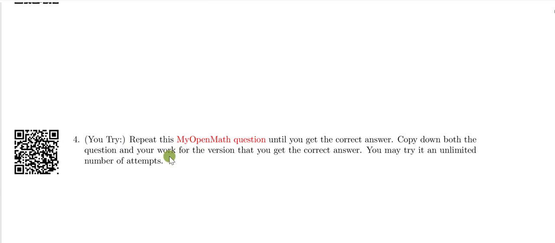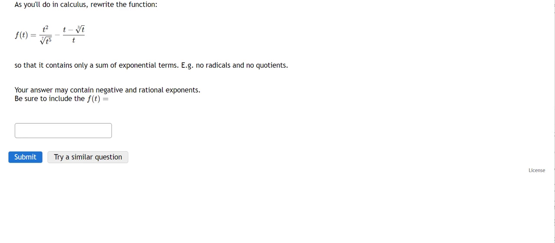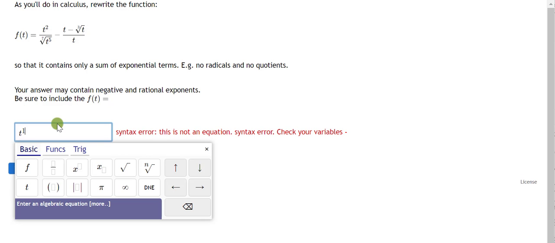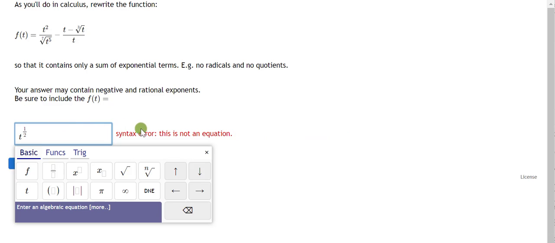And this hyperlink or this QR code will take you to a version of this problem in MyOpenMath, which I'll show you here. So if you click that hyperlink, you should see that it pulls up this MyOpenMath problem, an embedded question. These questions are very similar but slightly different. You'll need to be careful with your fractional exponents, rewriting, distributing negatives, etc. You can try this as many times as you like. It will tell you if you've got the wrong structure, like if I just put t to the 1/3 or 1/2, it tells me I've got a syntax error.